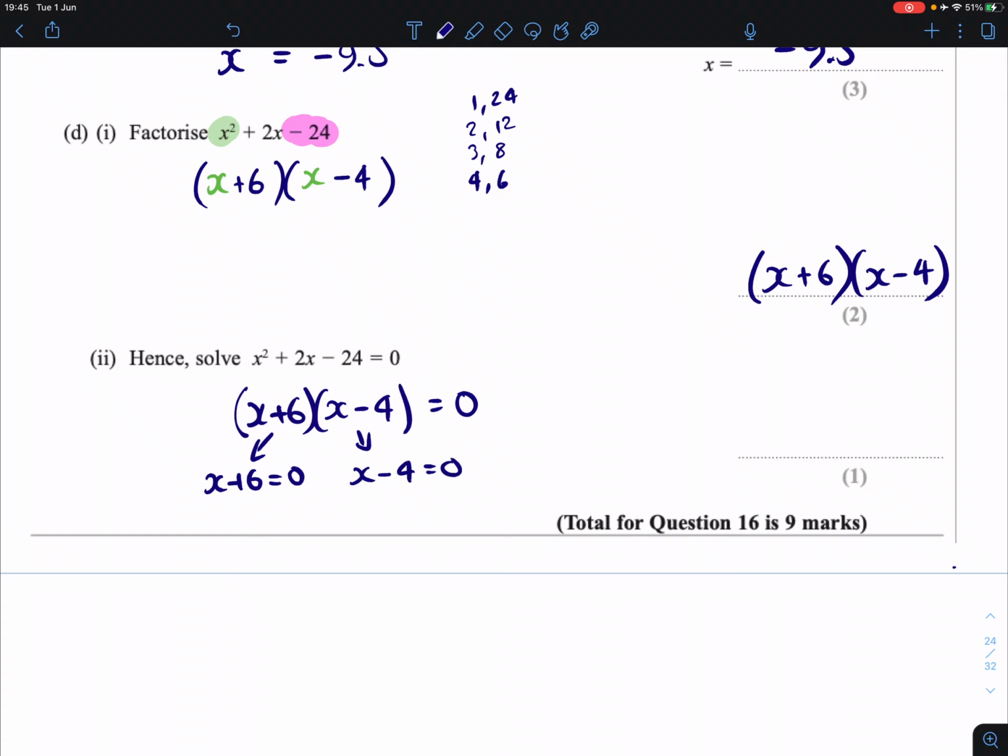If you've got two things that multiply to make 0, one of them, or both of them, must equal 0. There's no other way it can work. So that means that x equals minus 6 or x equals 4. Those are our two answers. Minus 6, or x equals 4.